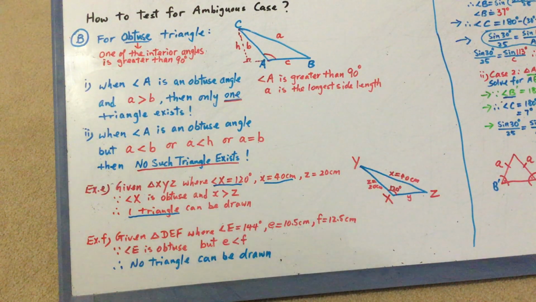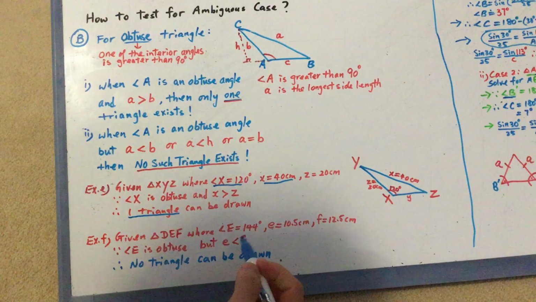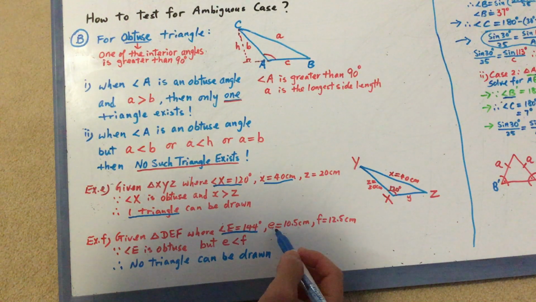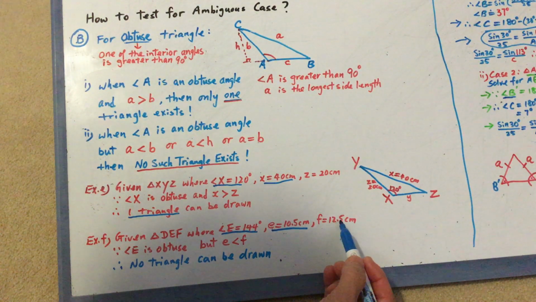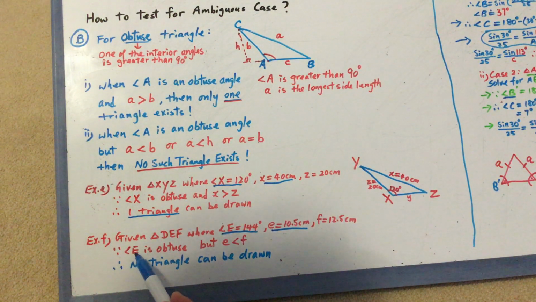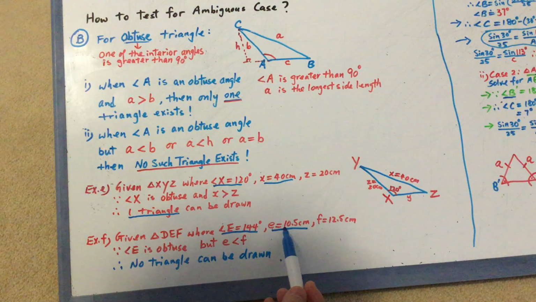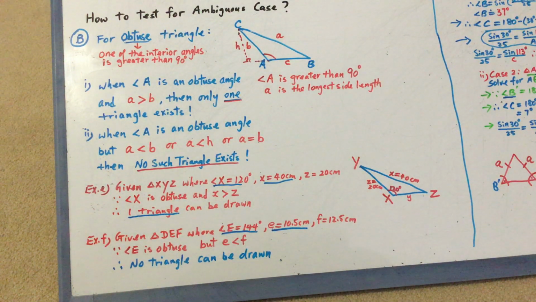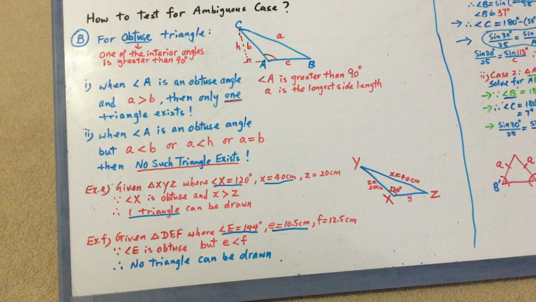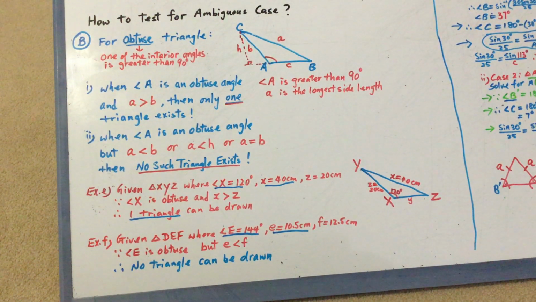But if you look at example F, given triangle DEF, where the angle E is 144, so this is an obtuse angle, and the opposite length is 10.5, but the other length is 12.5. So think about it. Angle E is obtuse, but the opposite length E is less than the other length, which is not possible. Therefore, I can tell you right away that no triangle can be drawn. Those are the two main cases for testing the ambiguous cases.